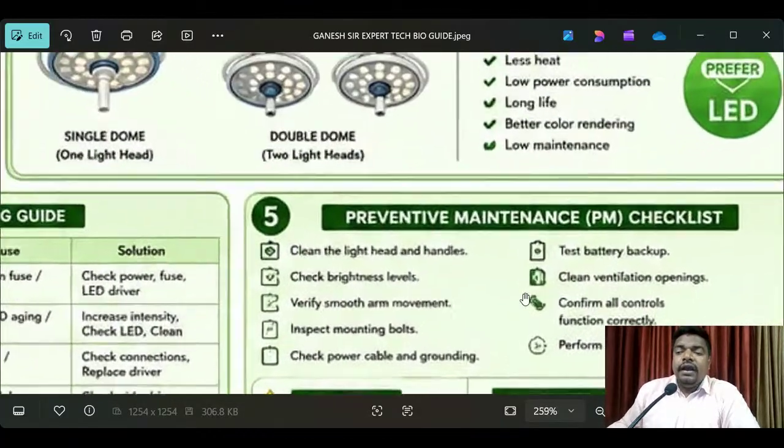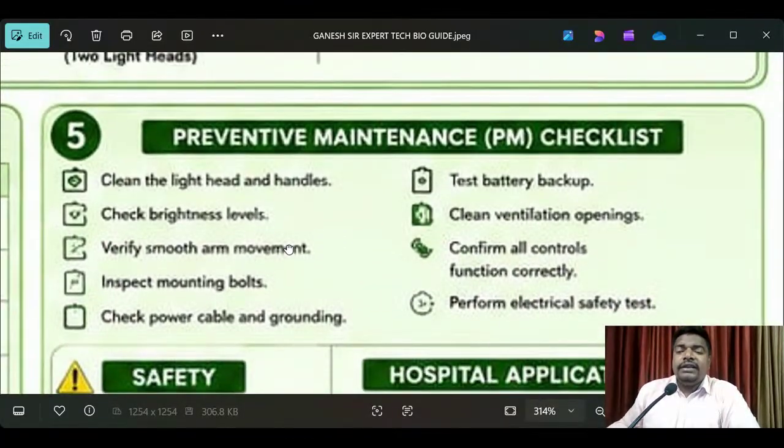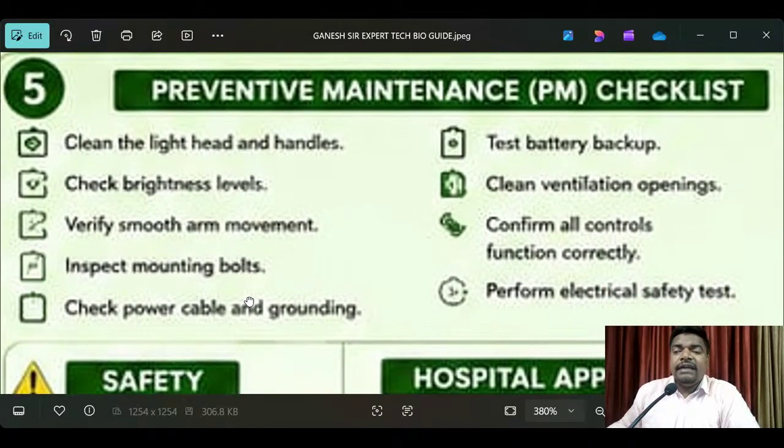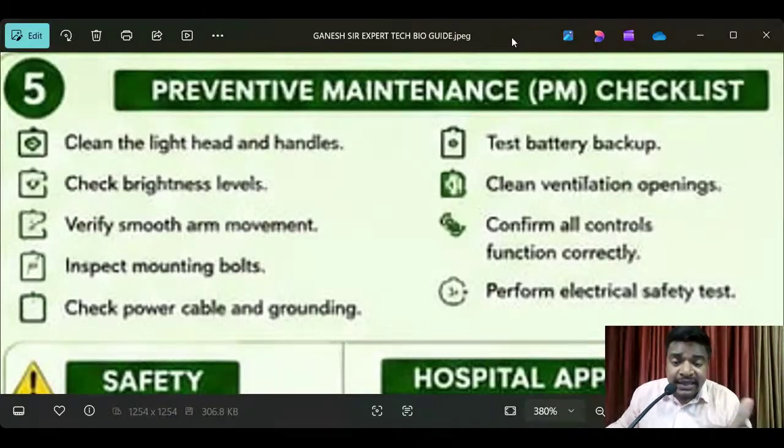Now see here, preventive maintenance. See here, OT light purpose. A very, very important point I'm going to share here. These are the recommended points. And in my live sessions, I am giving a complete master class. So I'm going to explain the complete overview of the OT light, giving a presentation. I'm talking, showing, and adding real-time hospital experiences. This is very, very important, which you don't get on social media. Right? And see here, the preventive maintenance checklist.